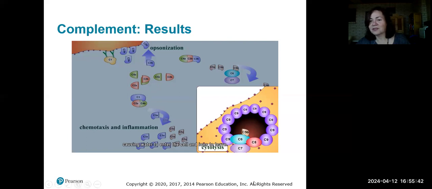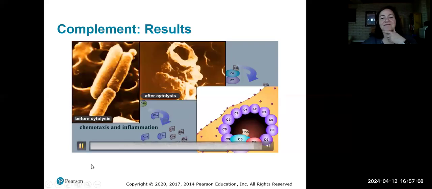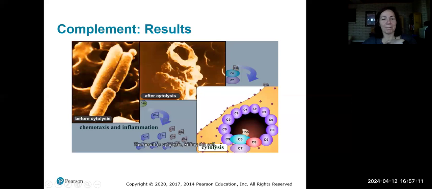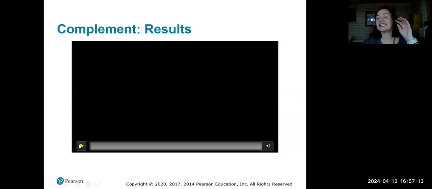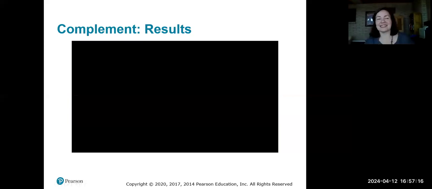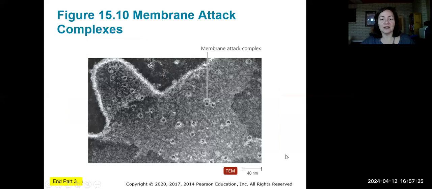And ions to leave. This results in cytolysis, killing the cell. The cytolysis, cyto, cell, and lysis, cutting or splitting. So busting the thing open. And then here are the membrane attack complexes. This is a scanning electron micrograph showing these giant craters that have been made in the side of the cell. That should be terrifying if you're a bacterium.